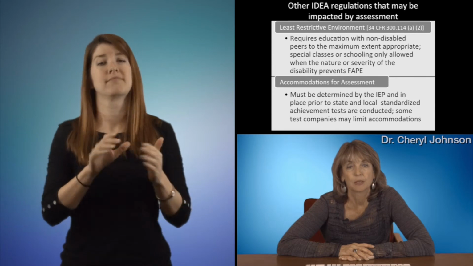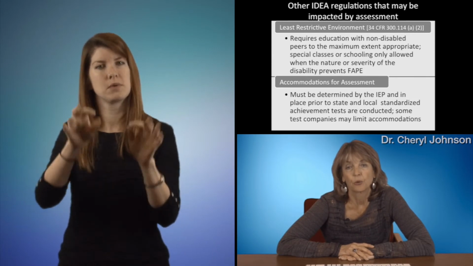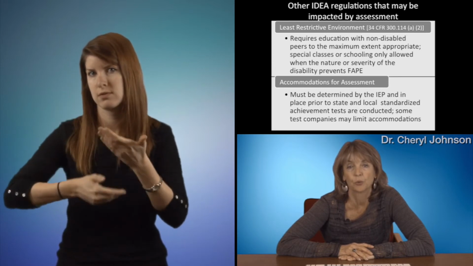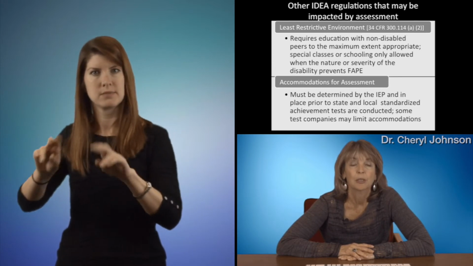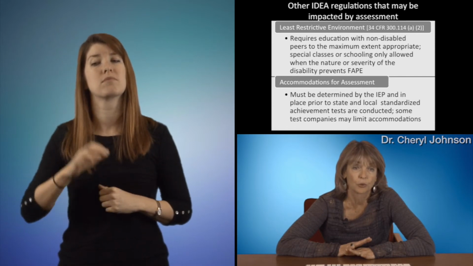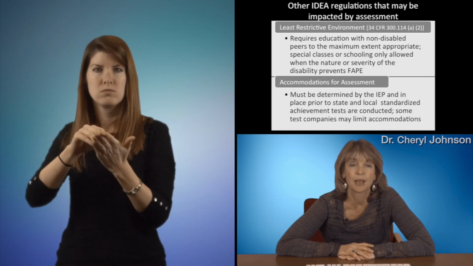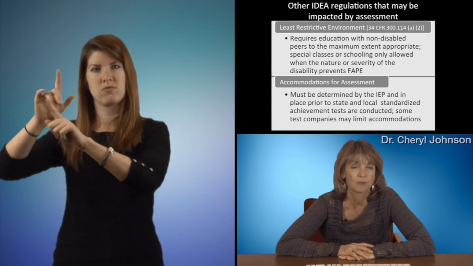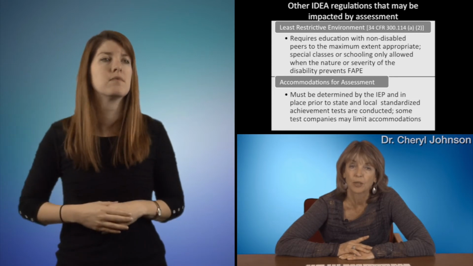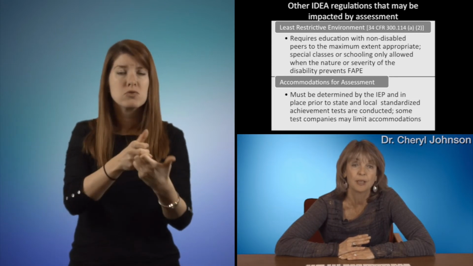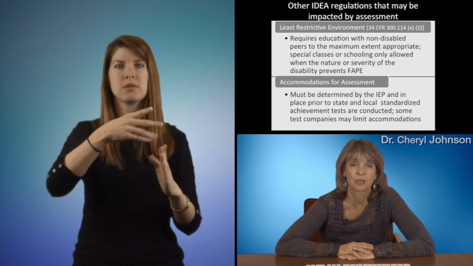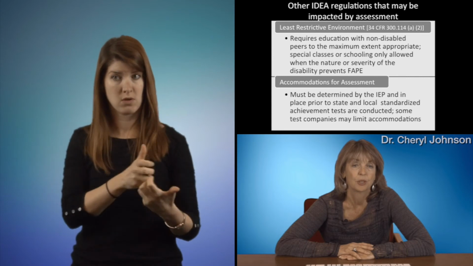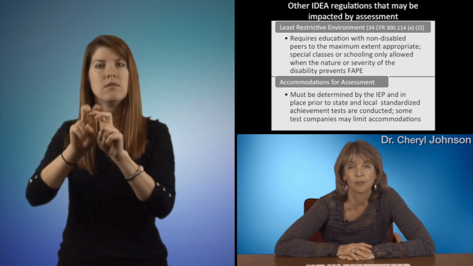Accommodations for assessment have to be determined through the IEP, Individual Educational Program process, and in place prior to the assessments being administered. These are the assessments that all children take in a school. They're standardized, and the accommodations that are allowed are often dictated by the test companies themselves. So one, we have to decide what the accommodations are that children need and make sure that it's in the IEP prior to these assessments. And two, we need to check and see if they're allowable accommodations for the particular assessment that's being given.